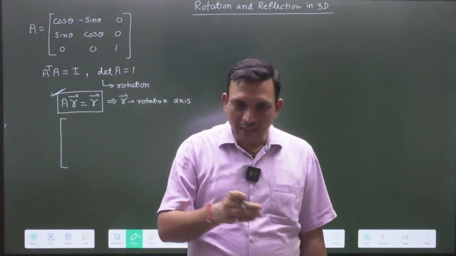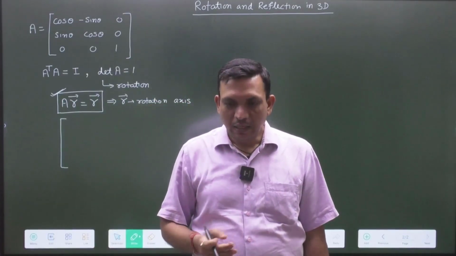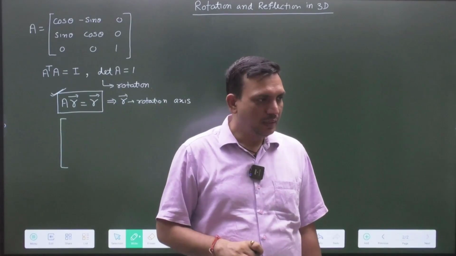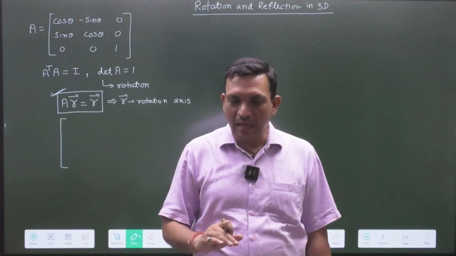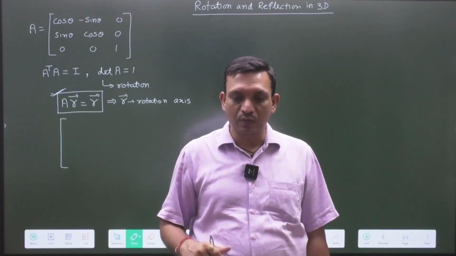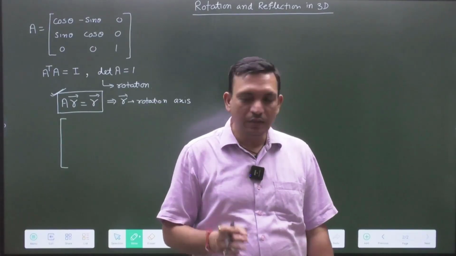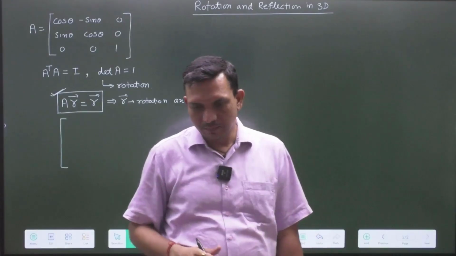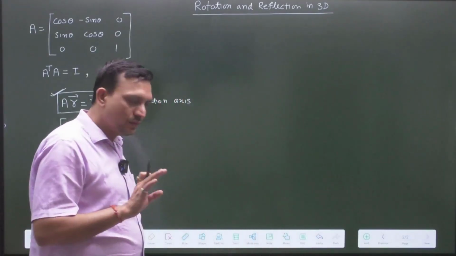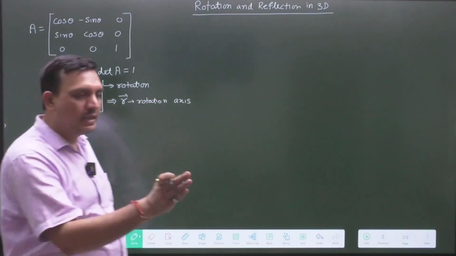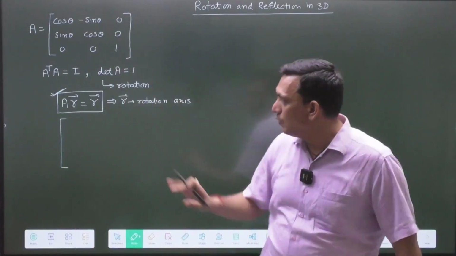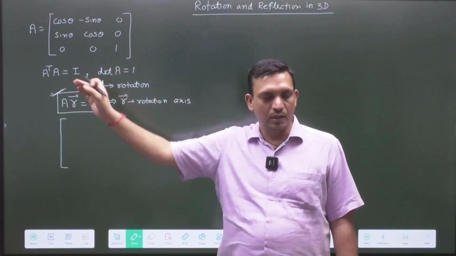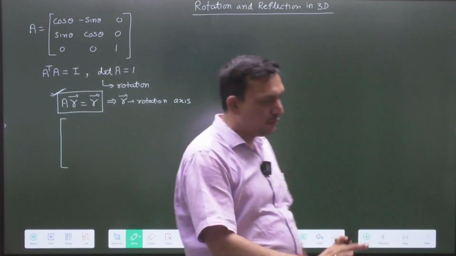But that is for determinant 1. If determinant is -1 and you are getting AR is equal to R, then you will get the reflection line, and that is also the rotation axis. Same condition you have to use. For the rotation axis, you have to use this condition: AR is equal to R. R is the rotation axis.